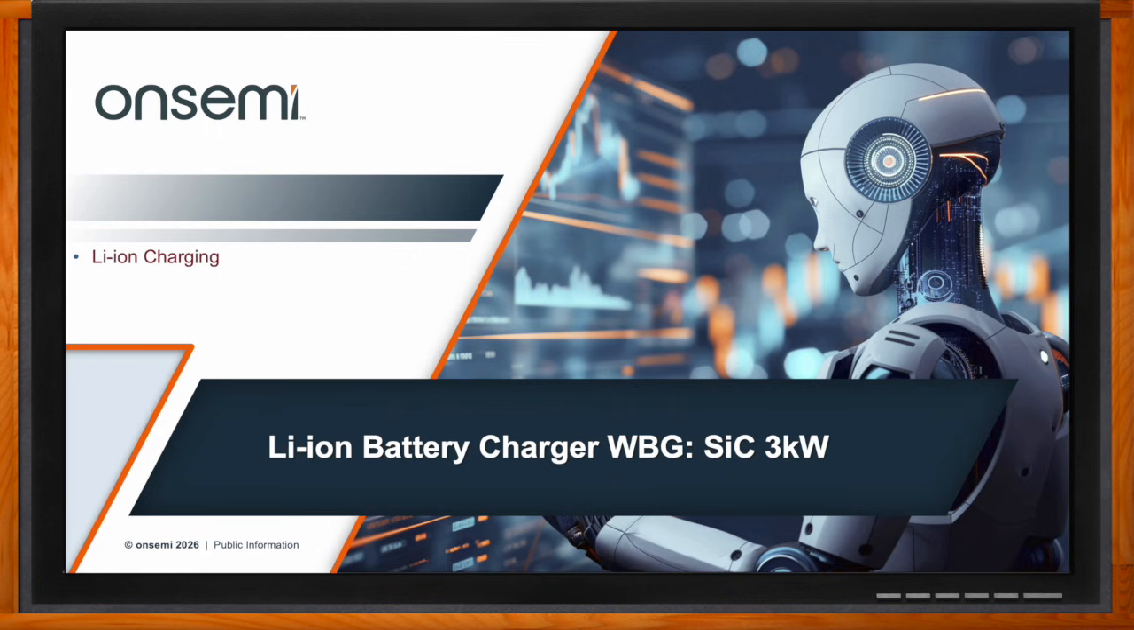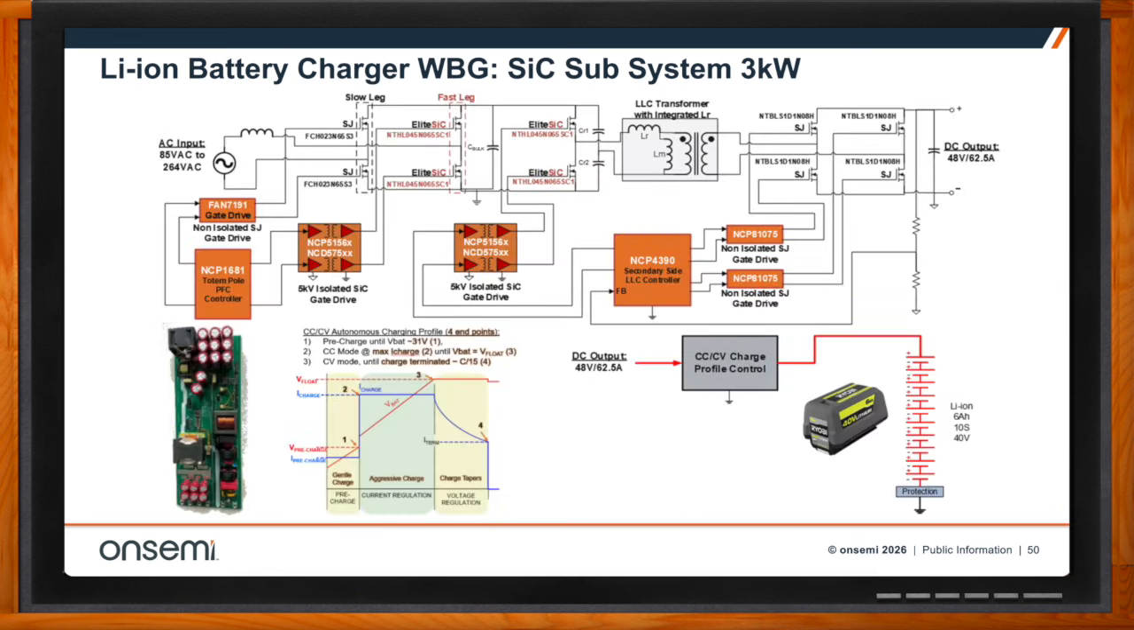That's right. And we have a block diagram here for a wide bandgap 3 kilowatt power supply for battery charging. And this particular wide bandgap uses silicon carbide. And so if you look at the block diagram on the top left, the AC input's 85 to 260 volts. The DC output is 48 volts at 62.5 amps. That output goes into the gray box on the bottom right that connects to the battery pack.